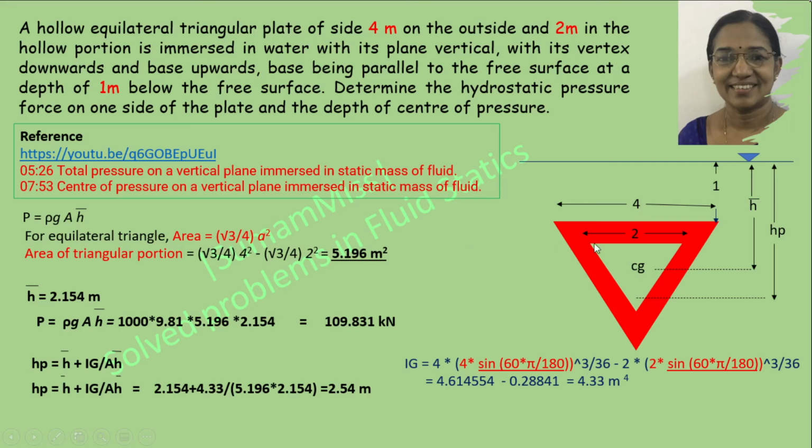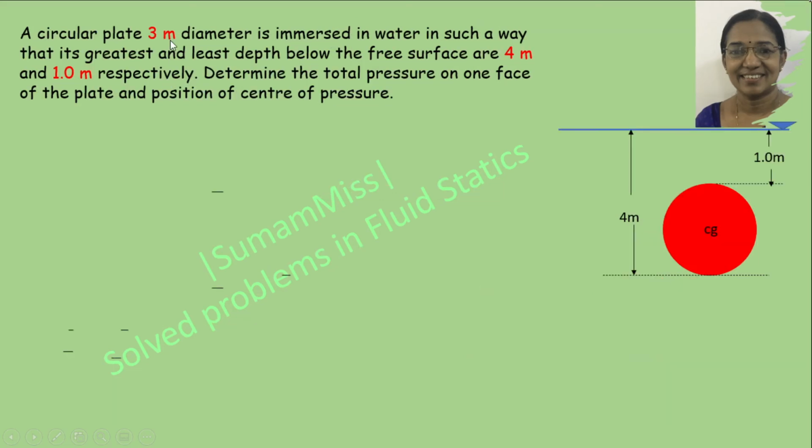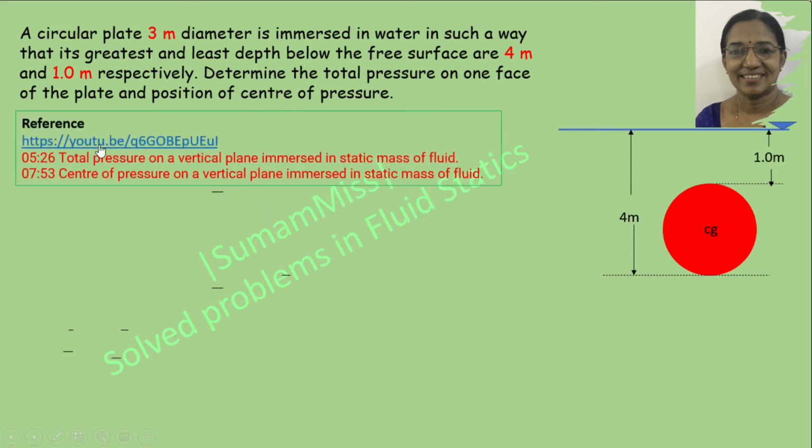So while doing the problem, you have to always remember the equations for the moment of inertia of different shape of plane surfaces. Next problem is also the calculation of total pressure on one face of the plate and position of center of pressure. So this is circular plate which is immersed underwater. So upper edge is at a distance of 1 meter from the free surface, whereas lower edge is at the distance of 4 meter from the free surface. So diameter of the circular plate is given as 3 meter.